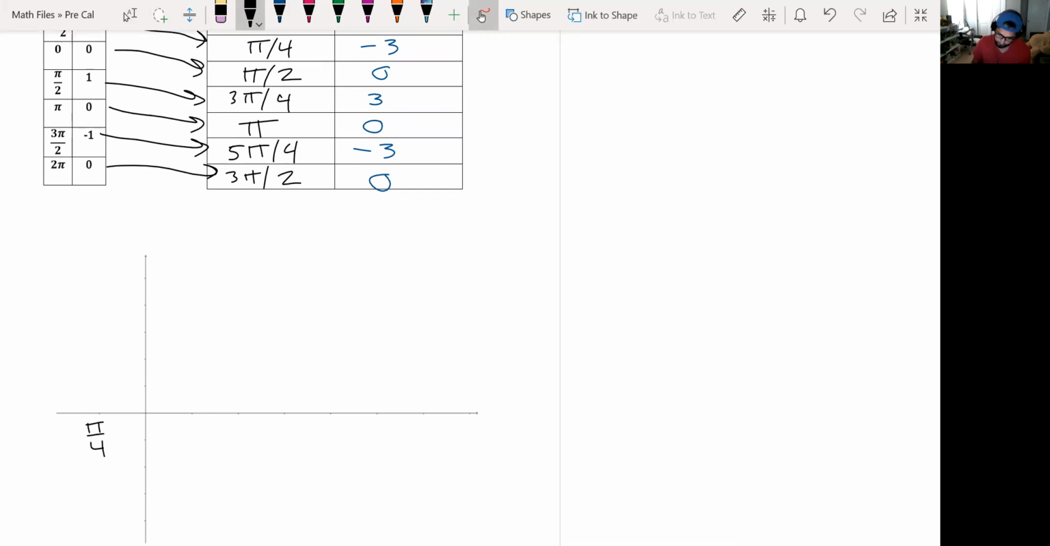We're going to say pi over 4. This is pi over 2. 3 pi over 4. Pi. 5 pi over 4. And 3 pi over 2. And the highest we go is 3. So 1, 2, 3. And then the lowest we go is -3. 1, 2, 3. That's perfect. Now let's go ahead and plot our points.